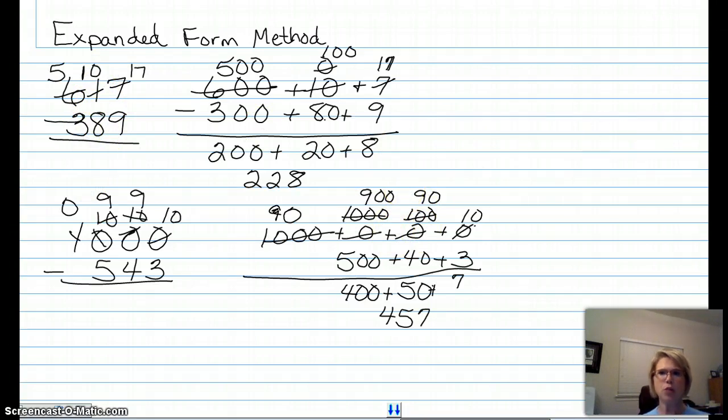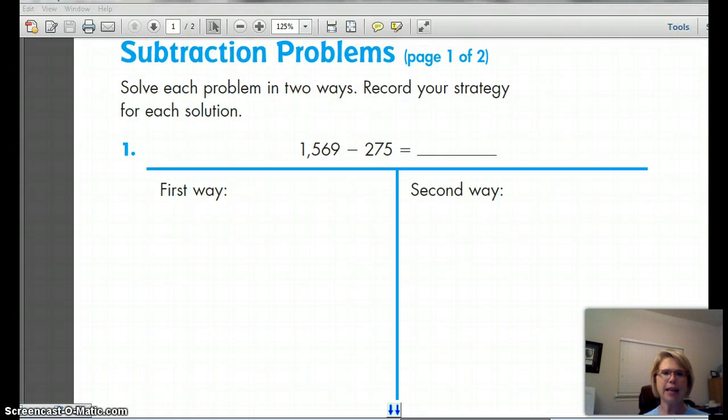What I want you to switch to now is page 20. It looks like this. Okay, page 20. I'm going to show you one of the several ways that we either learned on Friday or even today's lesson on how to subtract 1,569, and from that, I want to take 275. So let's see.